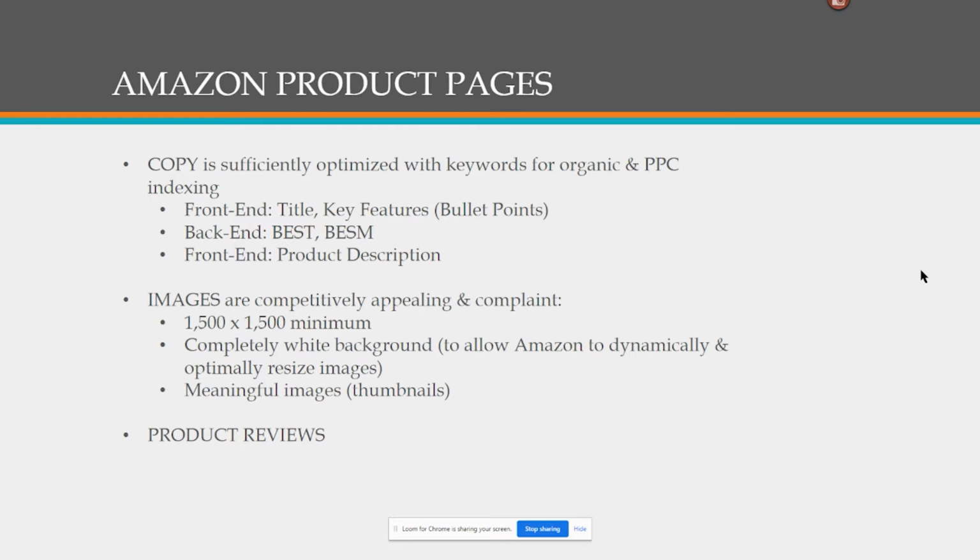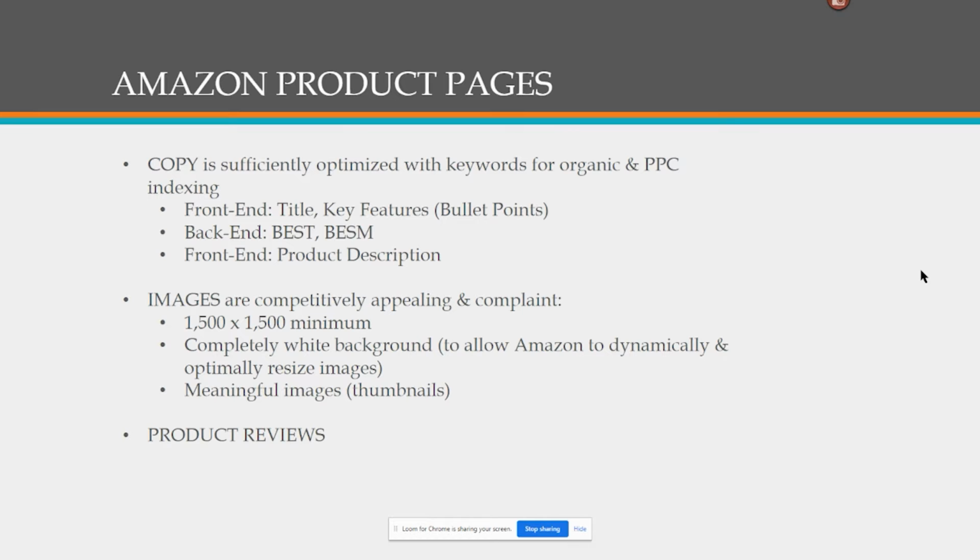So for your front end, which is the portion of your product page that's visible to shoppers, you want to make sure that the title and the key features are sufficiently optimized, but also are readable. Okay, so gone are the days of keyword stuffing where you have a product title that has 500 characters in it, with 30 different ways of naming your product.